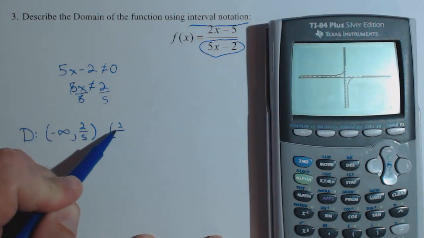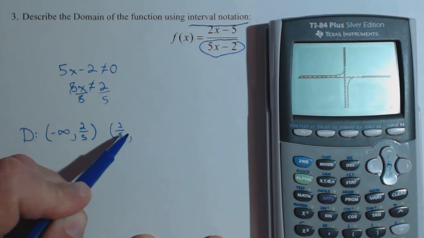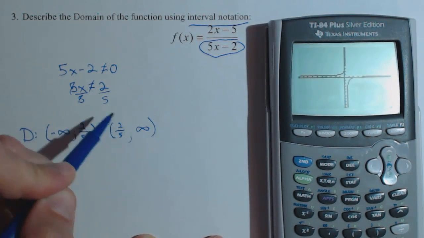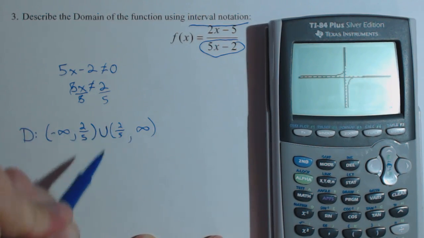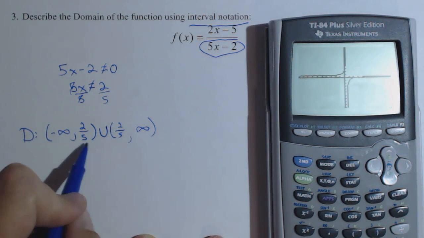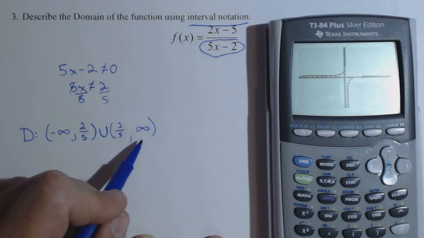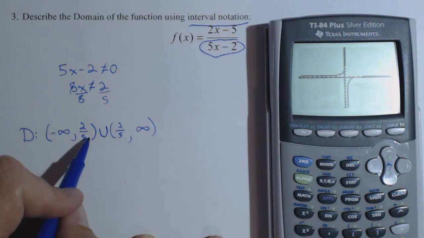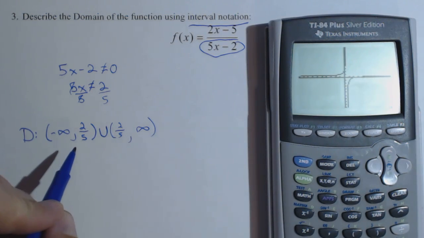And then we're going to start again at 2/5. Again, a parenthesis means it's not included. To infinity. And we'll union those together with a big giant U. And so what this is saying is we're going from negative infinity to infinity, but we're not including 2/5. This is how we would write it in interval notation.